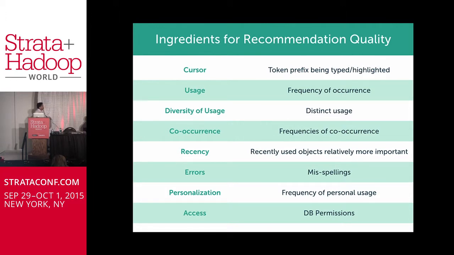Access. Not everyone has access to all the tables in the database. So the recommendation engine has to realize the access role permissions and figure out where I fit in that world and give me only suggestions that are relevant for me, right? So those are effectively filters. Access is a filter. Cursor context is a filter. Which keystrokes have I already typed?